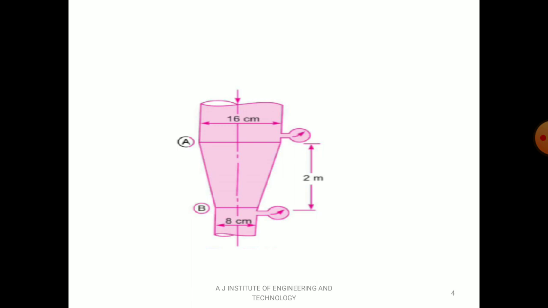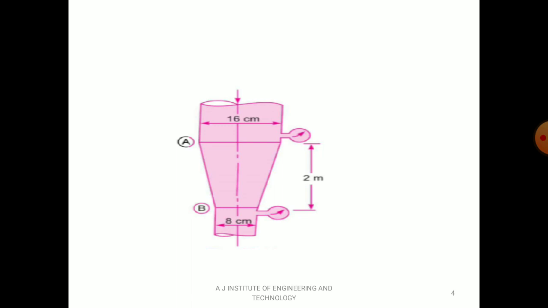So this is the diagram. It is given in the problem that A is at a higher level of 2 meter from B. A has the larger diameter, 16 centimeter. The larger diameter should be kept at a higher level compared to the smaller diameter, that is B. So ZA minus ZB, that is 2 meter.